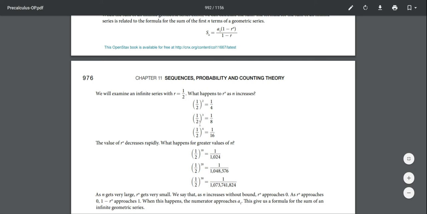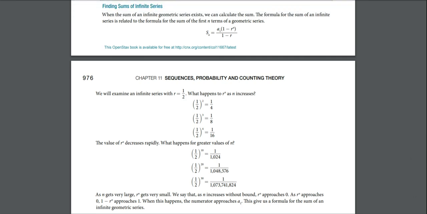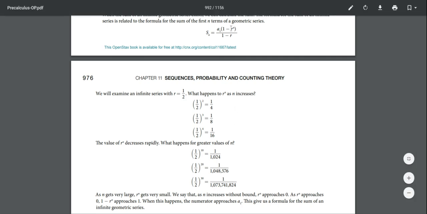As a thought experiment, what if we take 1/2 and make the power bigger and bigger and bigger? You can see that this is clearly getting closer and closer to 0, right? I have 1 over a very big number. And that's always going to happen. If the absolute value of r is less than 1, you're always going to get closer and closer to 0 as the exponent gets bigger. So as n goes to infinity, r to the n is going to 0.